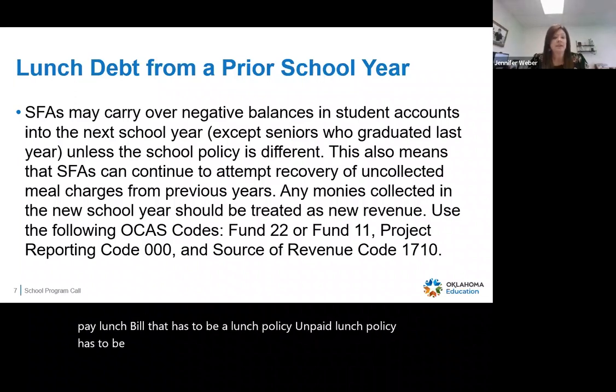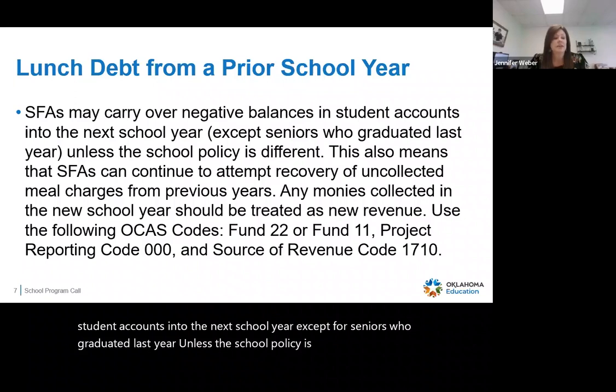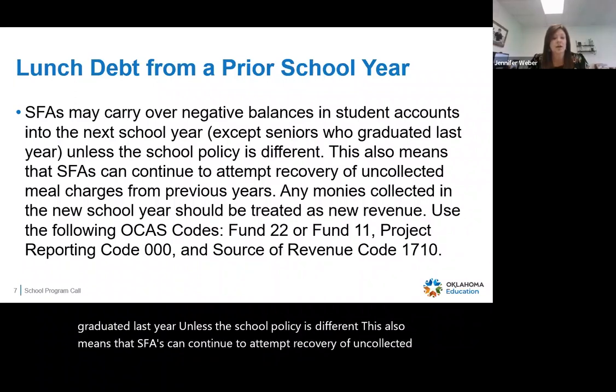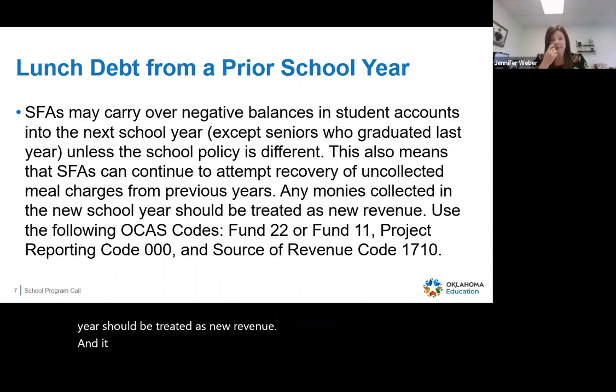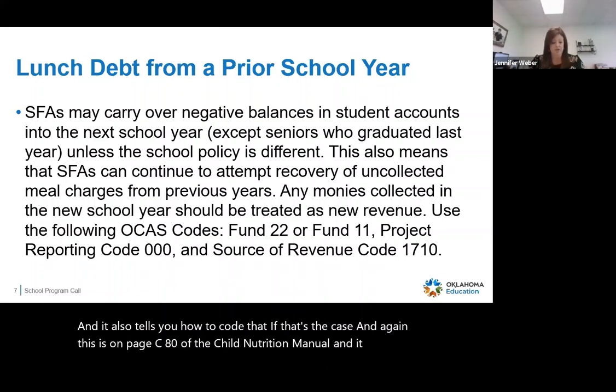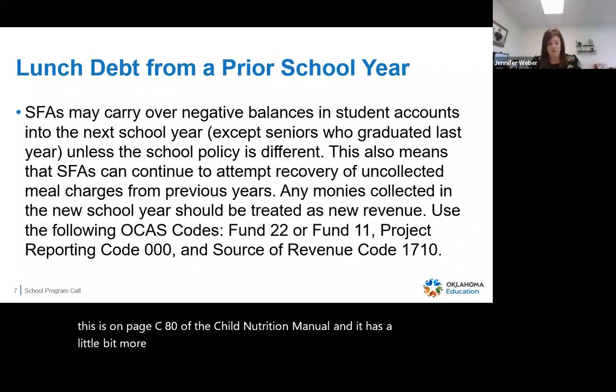SFAs may carry over negative balance in student accounts into the next school year, except for seniors who graduated last year, unless the school policy is different. This also means that SFAs can continue to attempt recovery of uncollected meal charges from previous years. Any monies collected in the new school year should be treated as new revenue, and it also tells you how to code that if that's the case. And again, this is on page C80 of the Child Nutrition Manual, and it has a little bit more information on there as well regarding that.